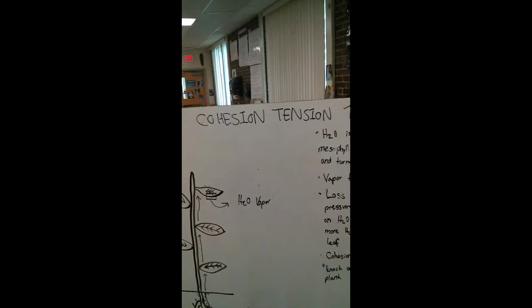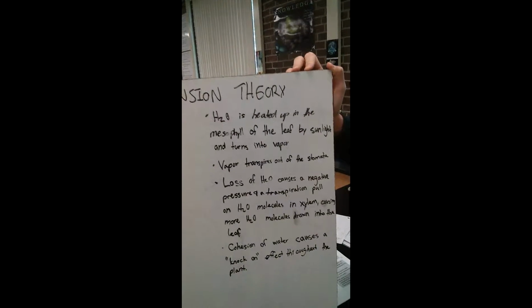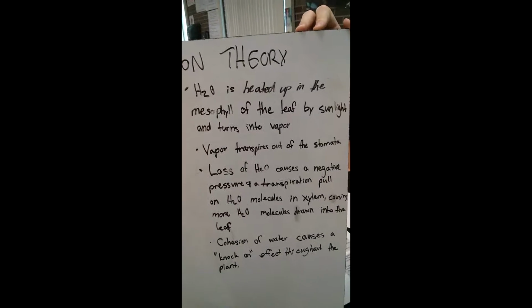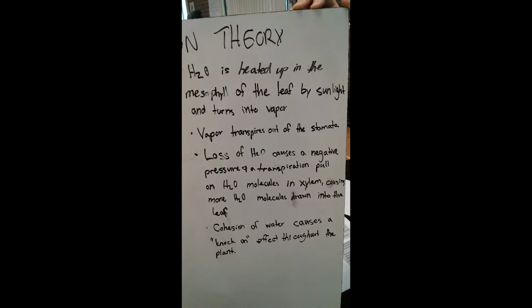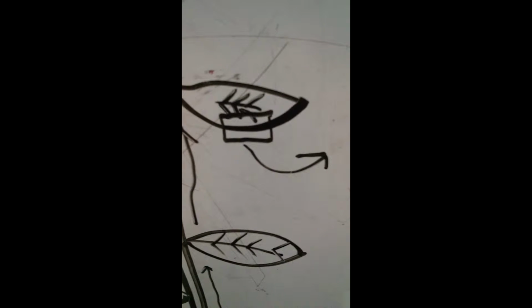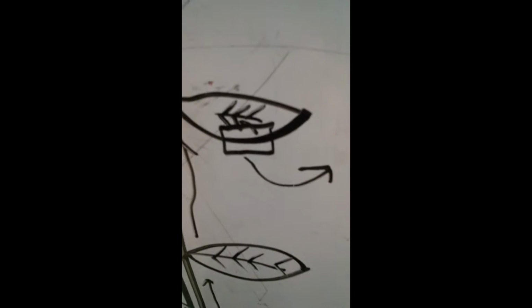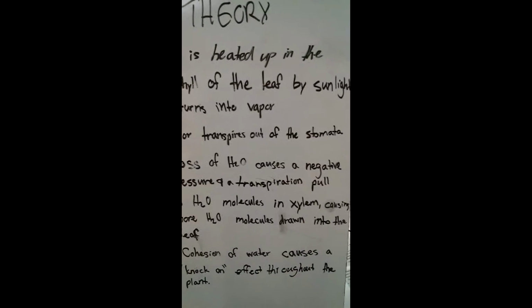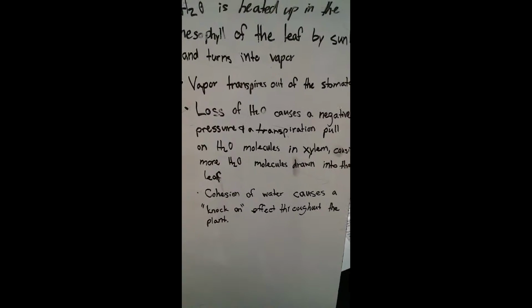Okay, so this is the cohesion tension theory. So firstly, H2O is heated up in the mesophyll of the leaf by sunlight and turns into vapor. And so that happens right here by that square area where the mesophyll would be. The water is heated up and then turned into H2O vapor. The vapor transpires out of the stomata, which is straightforward.